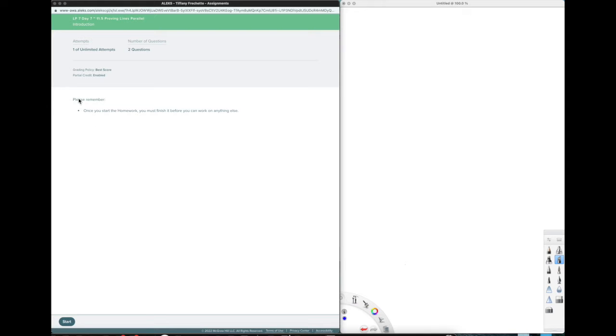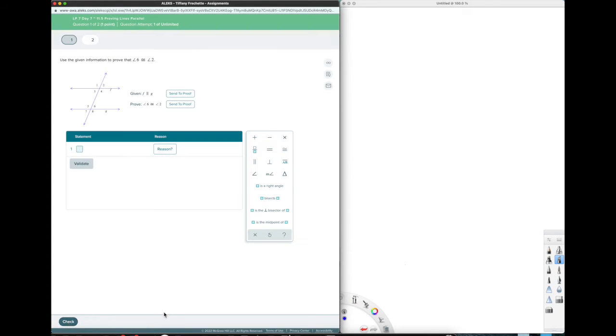Down here it says, please remember once you start your homework, you must finish it before you can work on anything else. And what that means is once I click start, down here in the bottom right corner, there's going to be a submit assignment button. This is how we finish an assignment. So what that means on the last screen is you can't work on anything because Alex is going to lock all of your other assignments and even the resources until you click the submit assignment button. What it's trying to do is leave this attempt open for you and not close it.